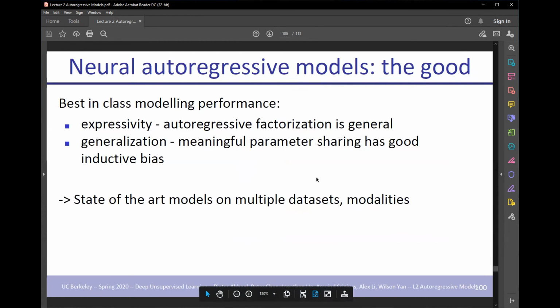So summarizing what we have seen so far on neural autoregressive models: what is good about autoregressive models in general? The good things are they're very expressive. They seem to be able to generate most of what we see in the input. So the factorization, that means that what we learn from the network seems to be good. And its generalization ability is also good. It's able to utilize parameter sharing to give us good inference. So it does provide us with state-of-the-art models on multiple data sets.